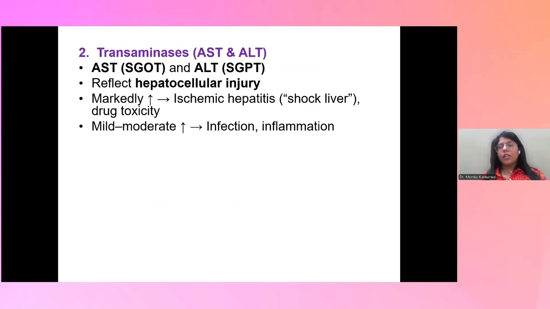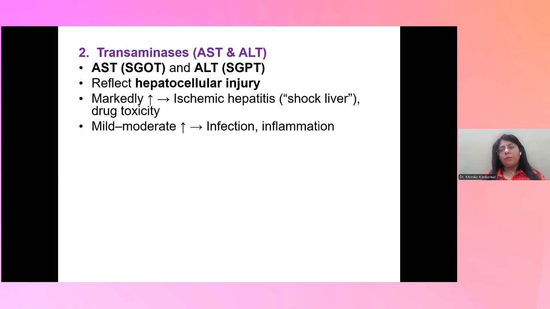The second important component is the transaminases, aspartate transaminase or alanine transaminase, which are AST and ALT, also known as SGOT and SGPT, which mainly reflect the hepatocellular injury the patient might have because of the disease condition. If there is a significant increase in AST and ALT enzymes, then the patient is at risk of ischemic hepatitis, which is also known as shock liver.